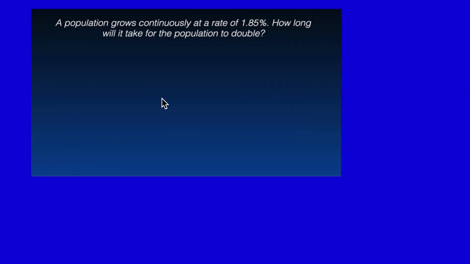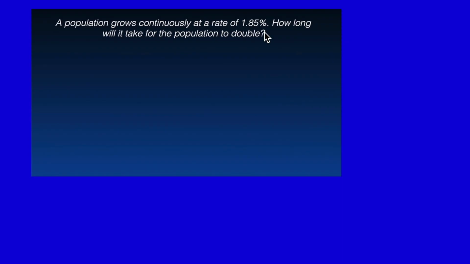Next, we are told that a population grows continuously at a rate of 1.85%. How long does it take for the population to double? Okay, so you see that it's growing continuously. That means we're going to be dealing with exponential growth. And when they tell you that the rate is 1.85%, folks, that is your k value.